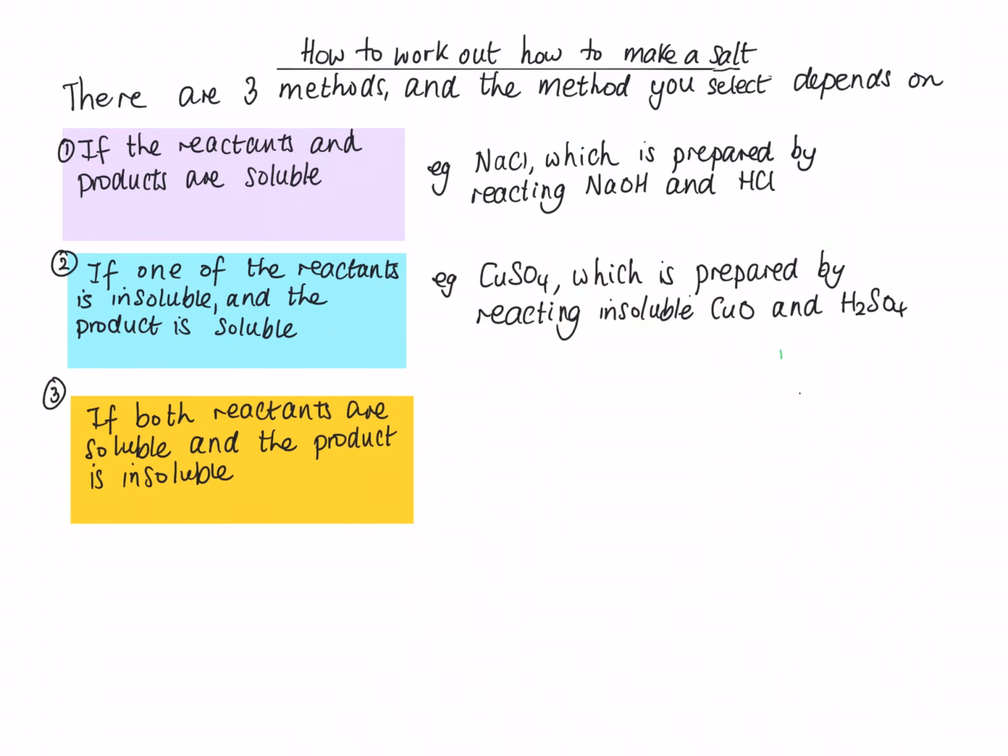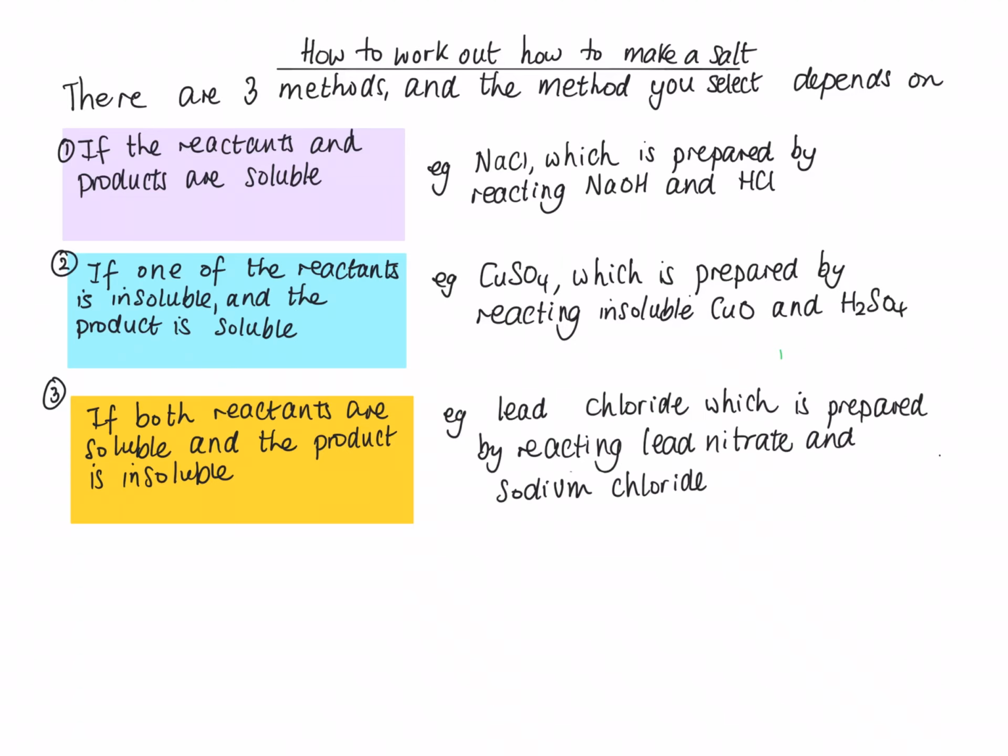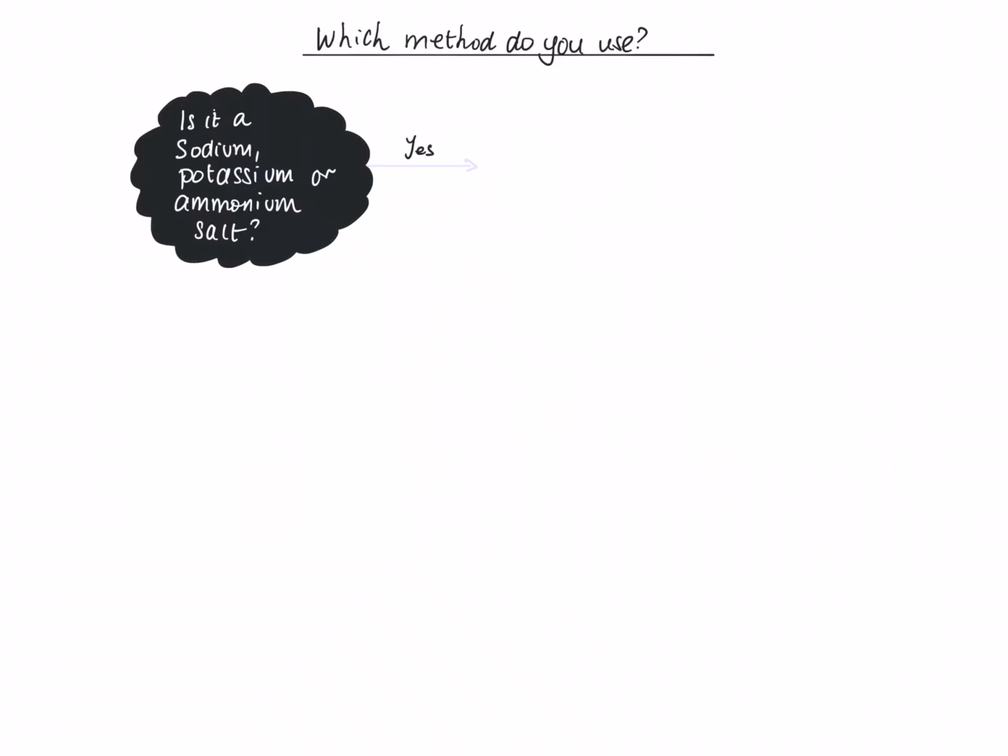The last method you have to use is if both reactants are soluble and the product that you make is insoluble. For example, lead chloride is prepared by reacting lead nitrate and sodium chloride. Lead chloride is insoluble, the product is insoluble, and both reactants, lead nitrate and sodium chloride, are soluble.